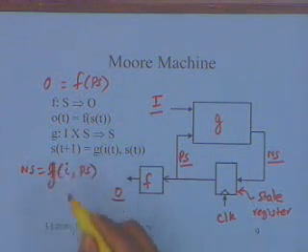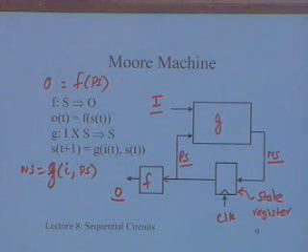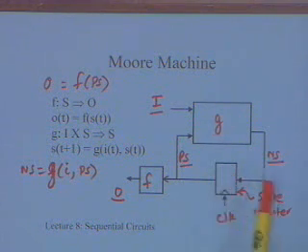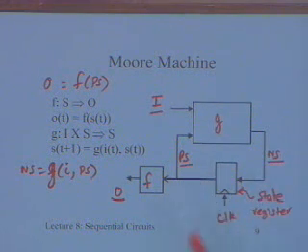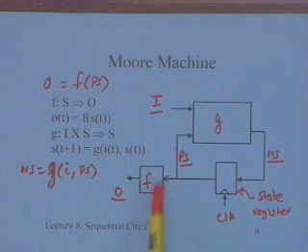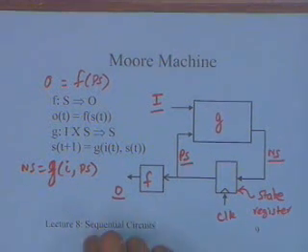Both these functions F and G are again combinational circuits, and this does exactly the same role as before. It transforms the next state to the present state with every clock tick, and there is no difference between them. But if you look at the state machine that is used to draw this, it will look a little different.